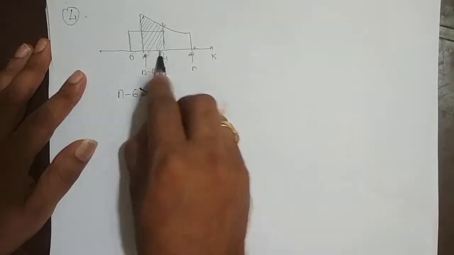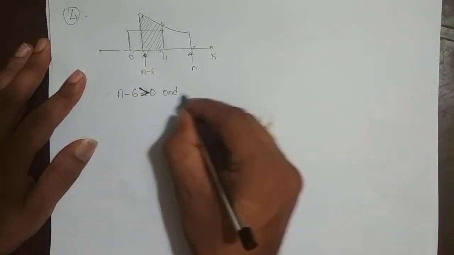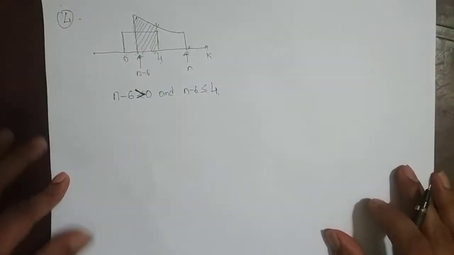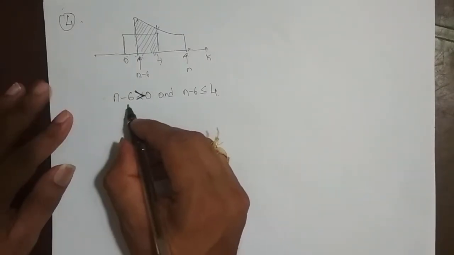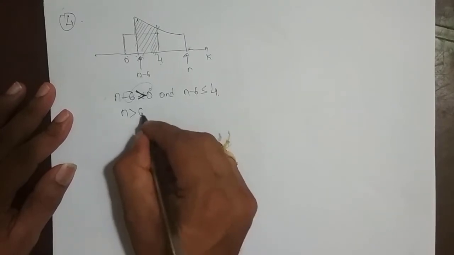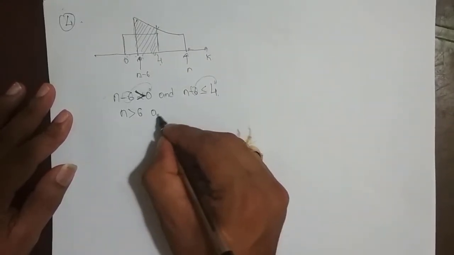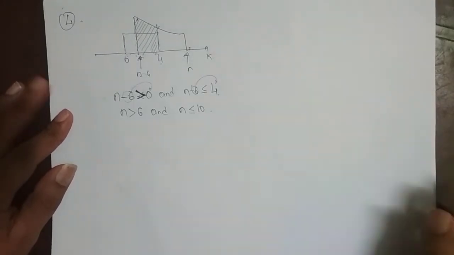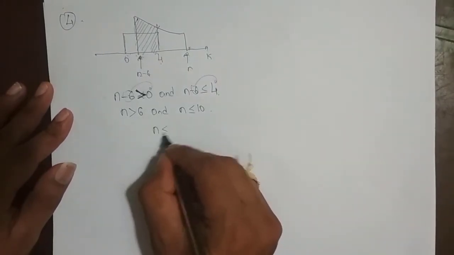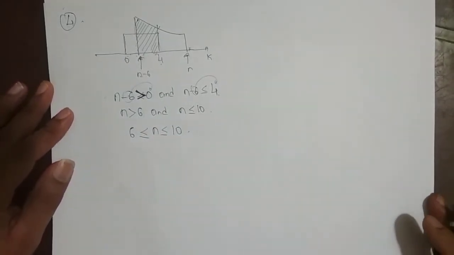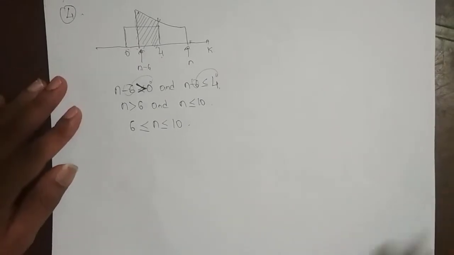Till where can I move? Till n minus 6 is less than or equal to 4. So how do I write it in terms of n? If I take this 6 to the other side, n is greater than 6, and n is less than or equal to 4 plus 6, which is 10, right? So if I write it combined, n is in between 6 and 10.